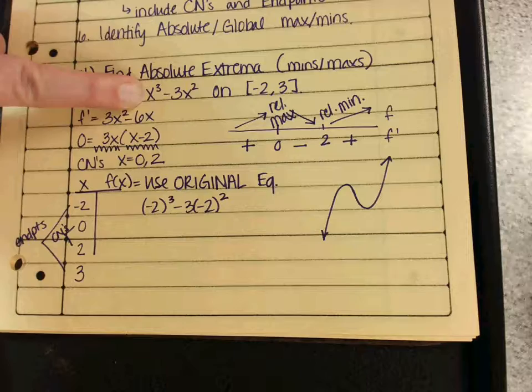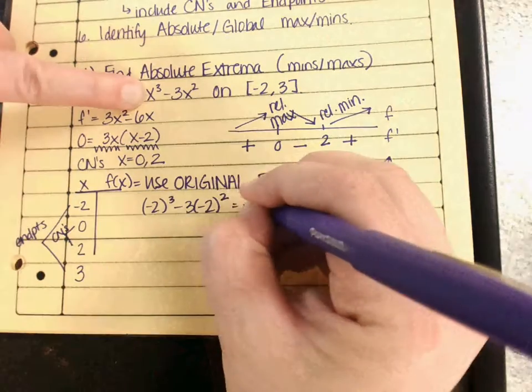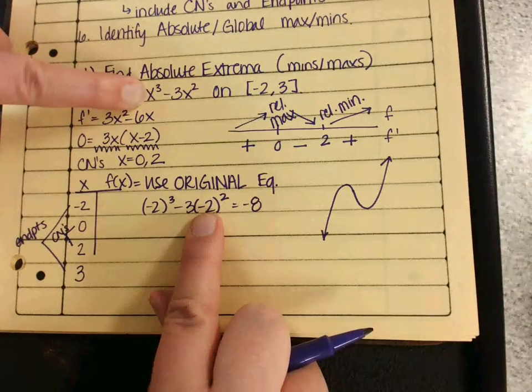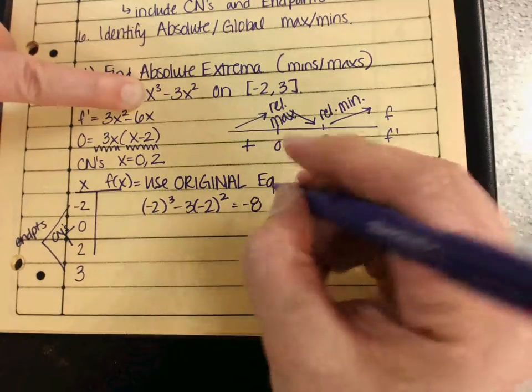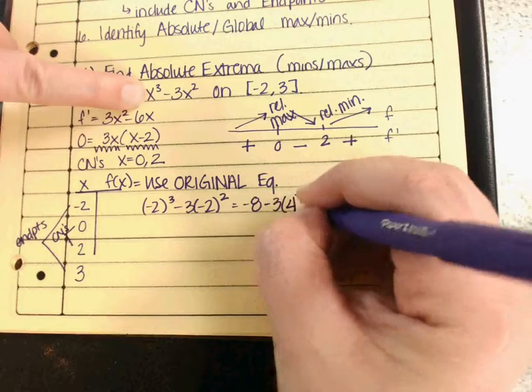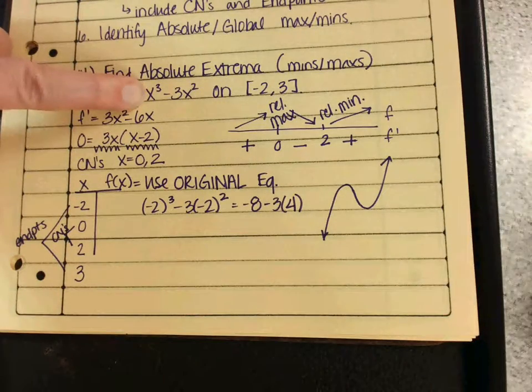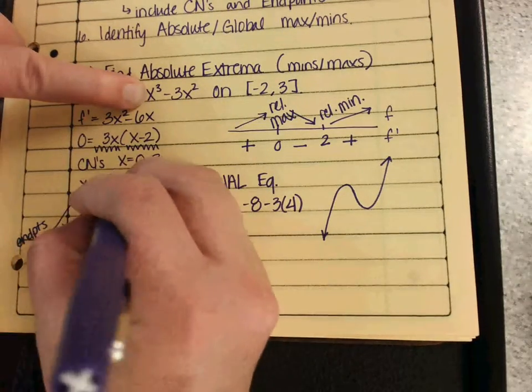What is -2 cubed? -8. What is -2 squared just by itself without that? 4. -3 times 4 is negative 12. What's negative 8 minus 12 more? Negative 20.